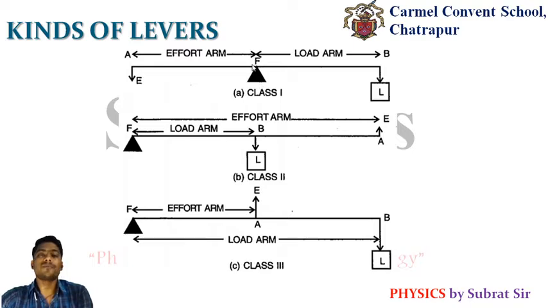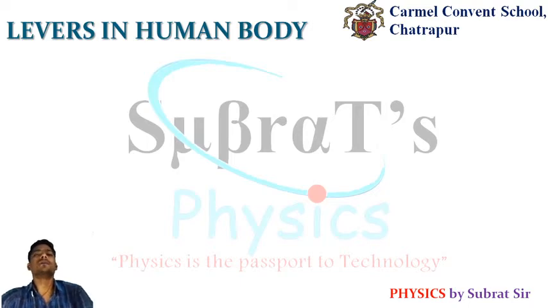In a class 1 lever, the fulcrum is in between effort and load. In a class 2 lever, the load is in between effort and fulcrum. Then in a class 3 lever, the effort is in between fulcrum and load. So these three are just the definitions. You can get more examples in your book. You just follow your book and make a note of that: how many kinds of levers there are and what the examples are.